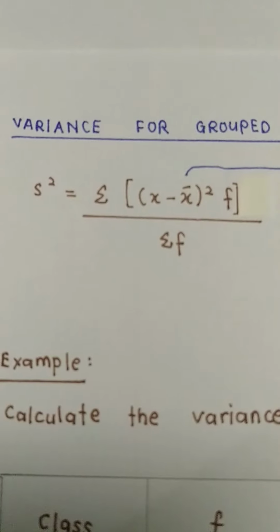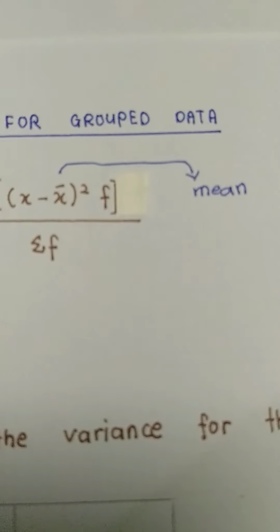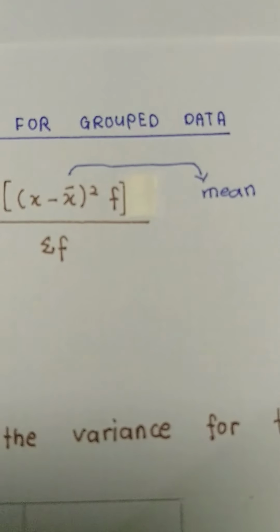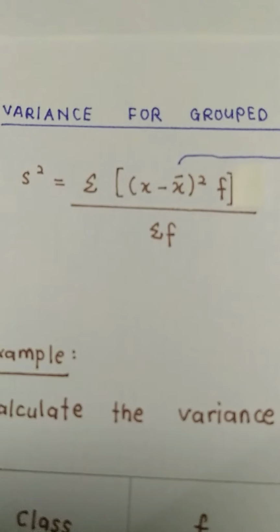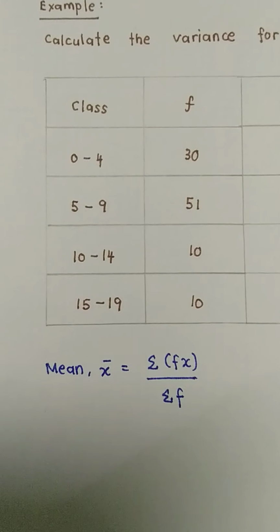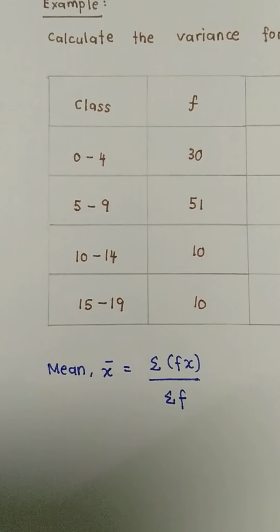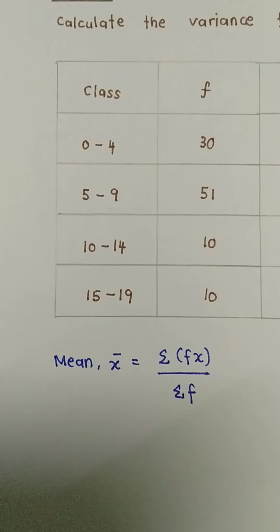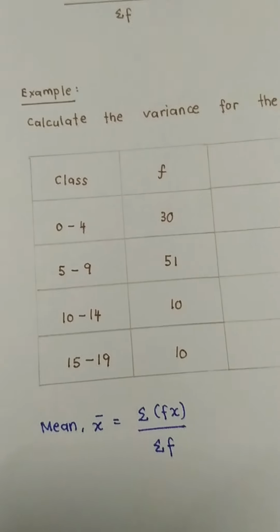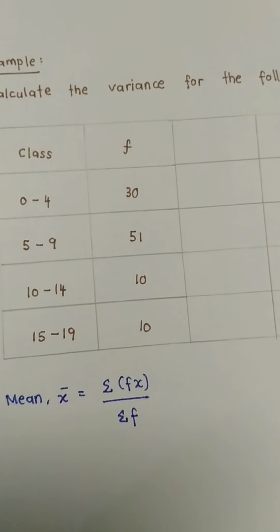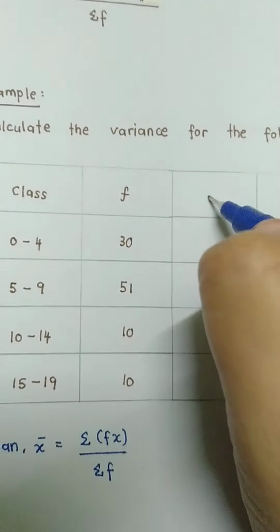first we must find the mean of the data before we use this formula. The formula of mean for group data is the summation of fx divided by the summation of f. So we must find the midpoint of the class. The midpoint, the notation is x.